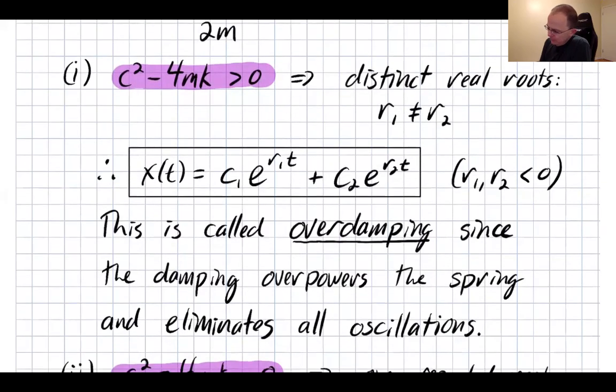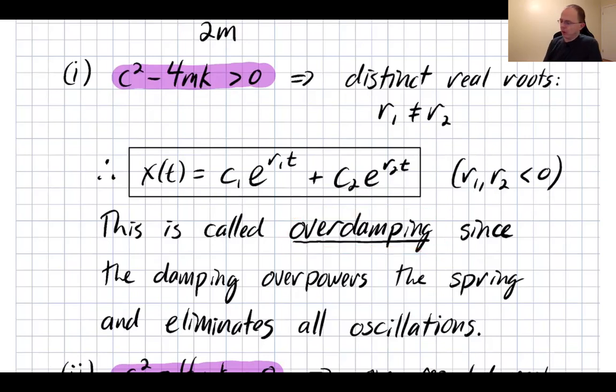And so we notice by this solution that there's absolutely no oscillations going on here. So there's no trig functions that make an appearance here. It's just exponential functions. And notice that both of these roots have to be negative in this situation. And so we have a sum of two exponential functions, which are both going to 0 as t goes to infinity. And because there's absolutely no oscillations, we refer to this as overdamping.